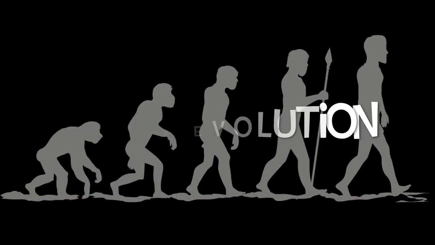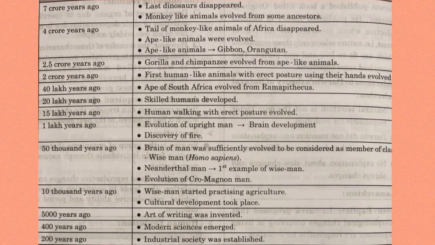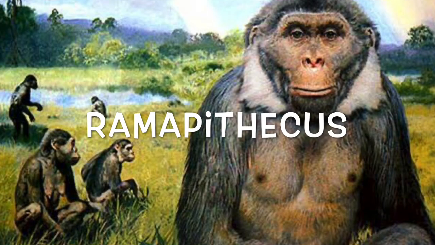Human evolution. Observe the given picture of the journey of human. Observe and study the table carefully. 7 crore years ago, last dinosaurs disappeared. Monkey-like animals evolved from some ancestors. 2 crore years ago, apes started to live on land as the forests started to decline due to dry environment. Their lumbar bones developed in such a way that they started to stand in erect posture in grasslands, and thereby their hands became available for use anytime. 40 lakh years ago, ape of South Africa evolved from Ramapithecus.